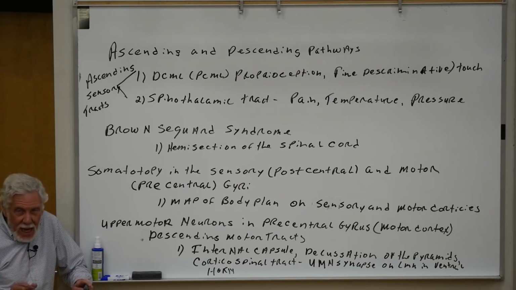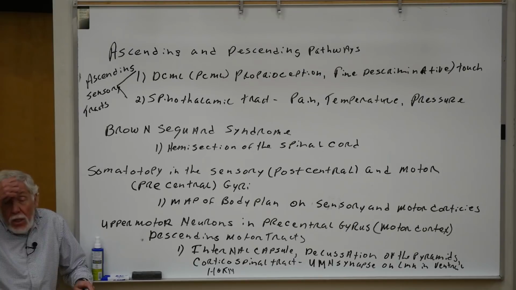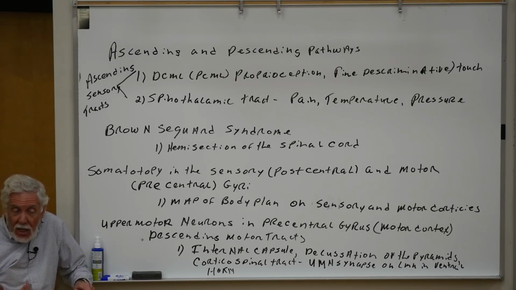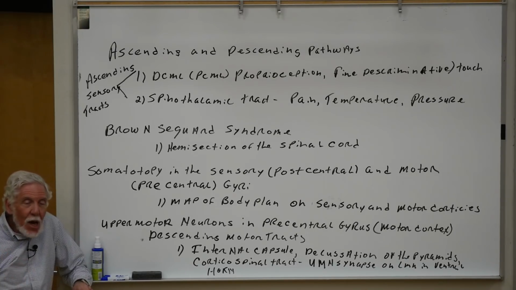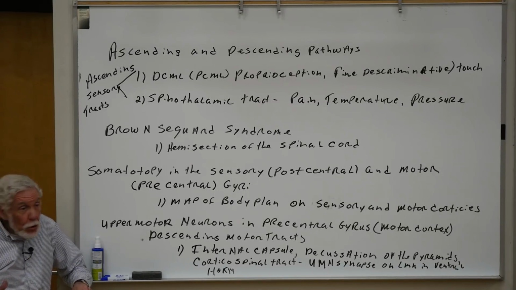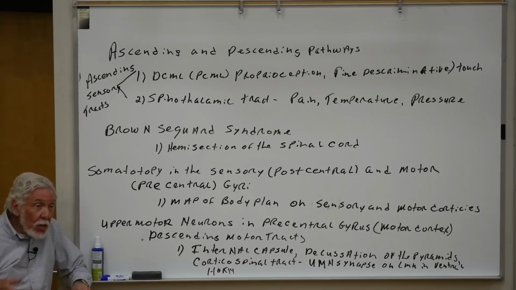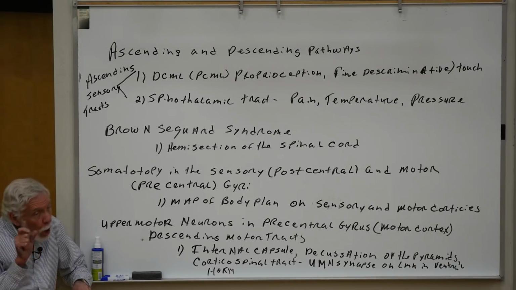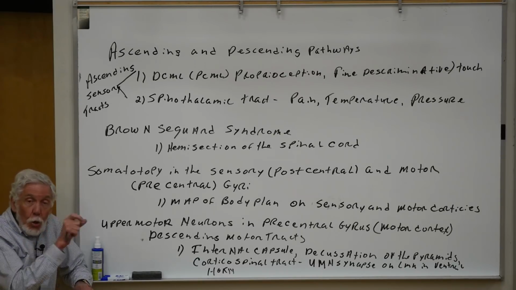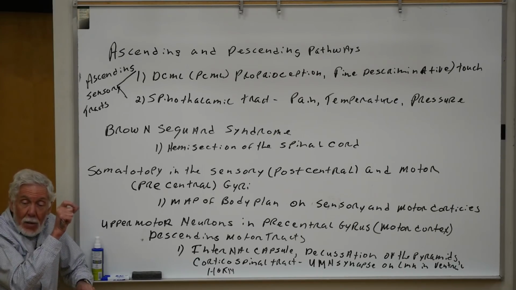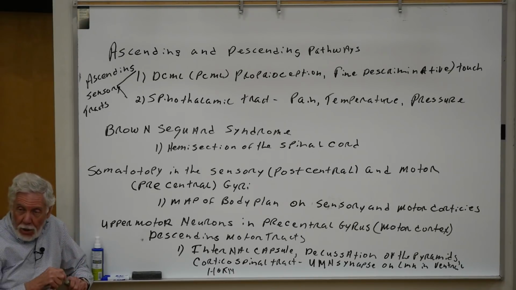What we're going to try to cover today is ascending and descending pathways. We'd started on ascending pathways last time. We'd gotten as far as carrying the information about proprioception and fine, or sometimes known as discriminative touch, into the central nervous system, and then carrying that information from the primary sensory afferent to the second order neuron, which always crosses the midline, to the third order neuron in the thalamus, up to the motor cortex.